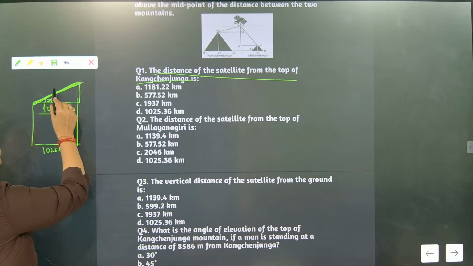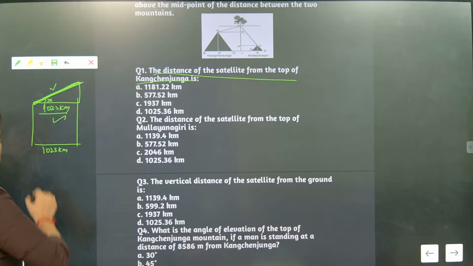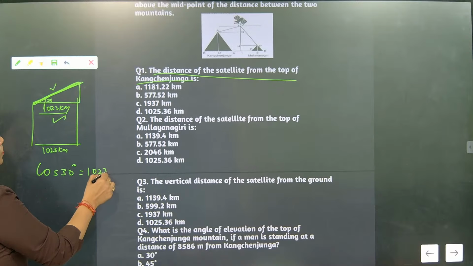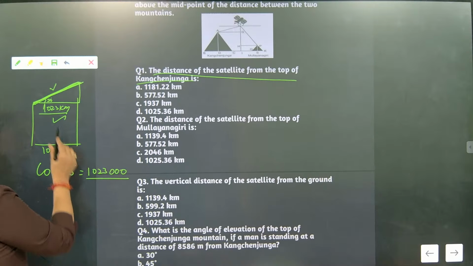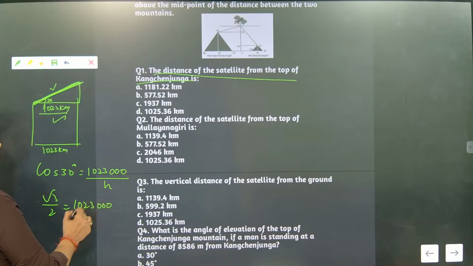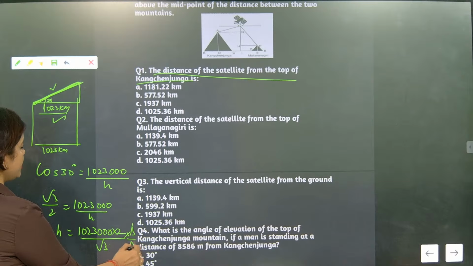Correct now? So here this is the hypotenuse and this one is considered as the base. So cos 30 degree is equal to 1023,000 by hypotenuse. Cos 30 is root 3 by 2, so 1023,000 by h. So h is equal to 1023,000 into 2 by root 3. Understood? So here root 3, we will multiply it with root 3 and root 3.